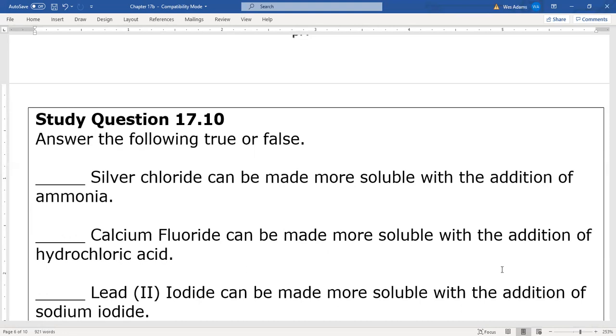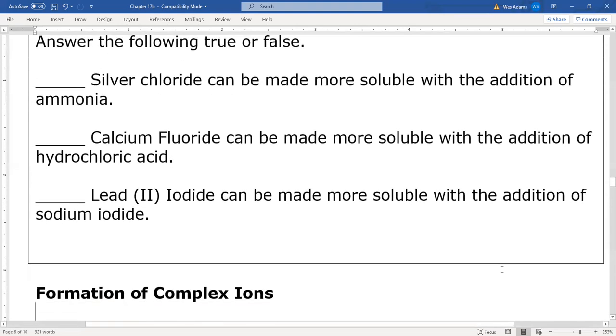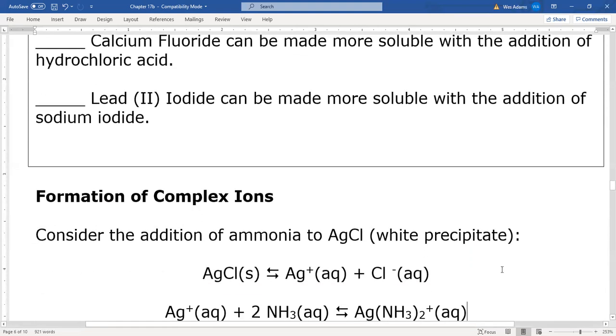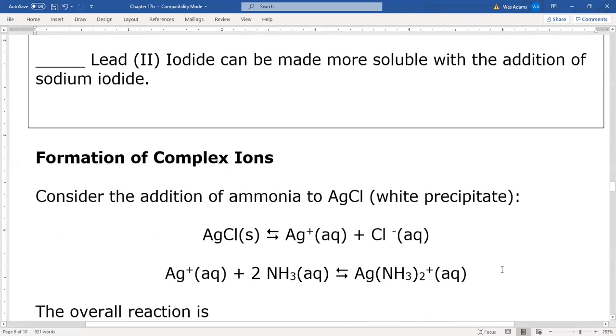Calcium fluoride can be made more soluble with the addition of hydrochloric acid. We just talked about that. Lower pH is going to bind up the fluoride ion and therefore make it more soluble. Lead iodide can be made more soluble with the addition of sodium iodide. Now, iodide's a common ion to the equilibrium. It's going to make it less soluble, not more. So that one's false.